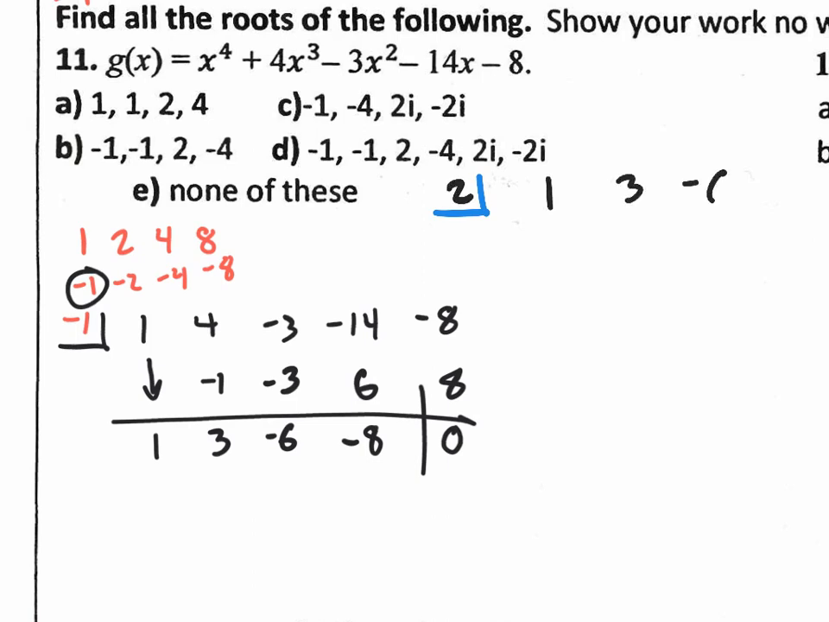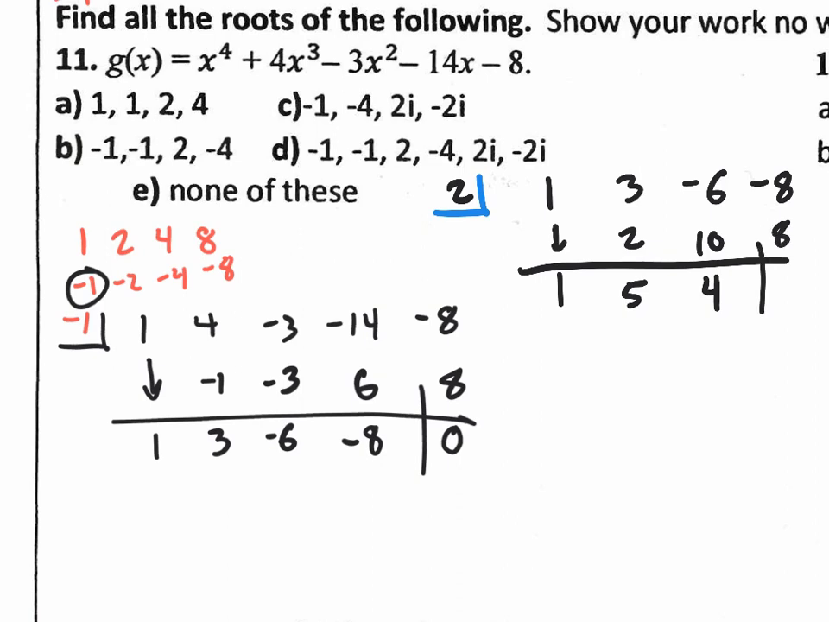1, 3, negative 6, negative 8. So as you go down, you combine. As you go up, you multiply. As you go down, you combine. As you go up, you multiply. As you go down, you combine. As you go up, you multiply. It worked.